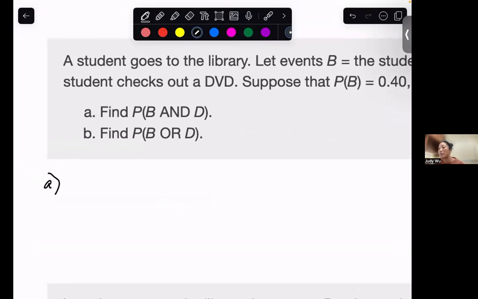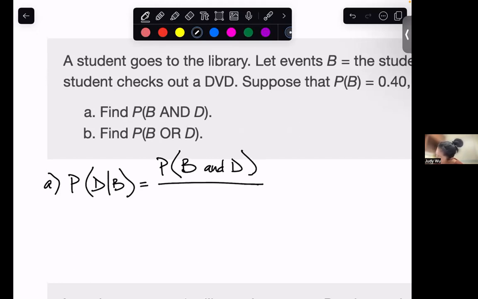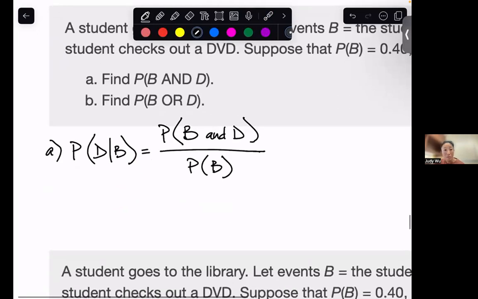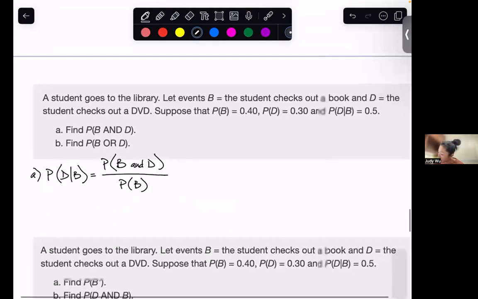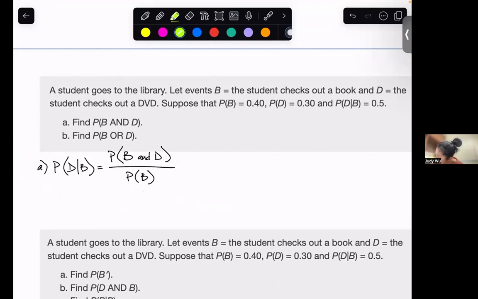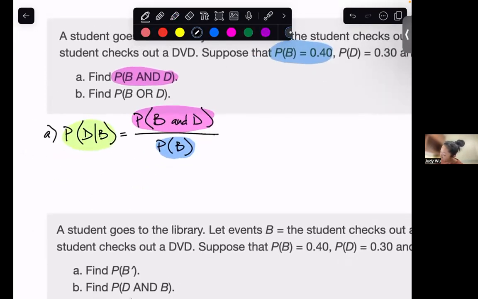And so to find the probability of two things happening, we have to use the following formula. The probability of D given B is going to be equal to the probability of B and D divided by the probability of that second one, B. And let's plug in the numbers that we have so far and see how we can solve for what we want. In this case, I notice that I have the probability of D given B is 0.5, and the probability of B is 0.4. And so that means that I can find the probability of B and D since I know the other two numbers in here.